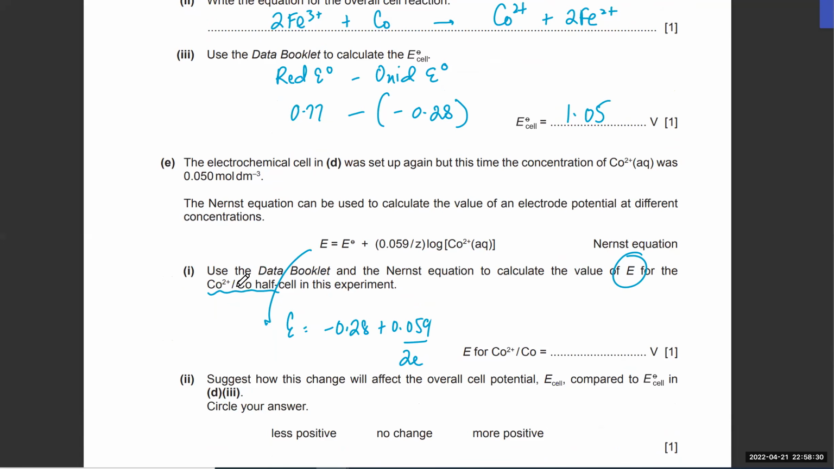So over here, he's just asking for the cobalt 2 plus and cobalt half cell. So 0.059 divided by 2, and it's going to be log of the reduction concentration of cobalt ions, which is given as 0.05. Sir, take the log of 0.05 and multiply it with everything.